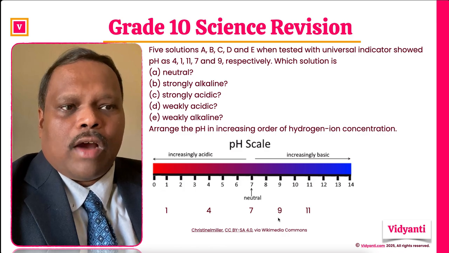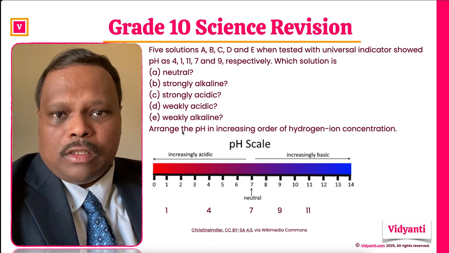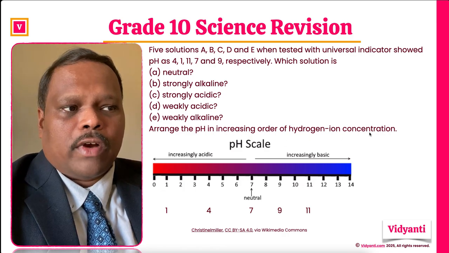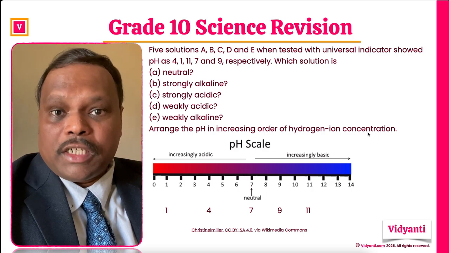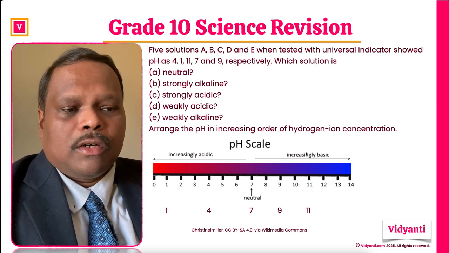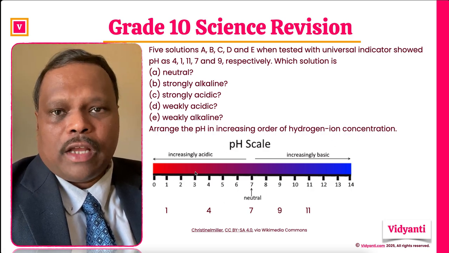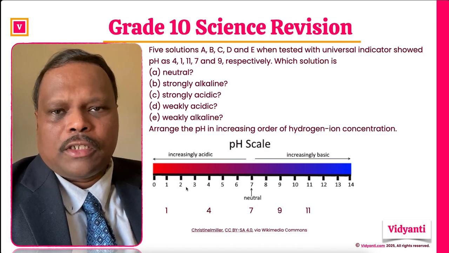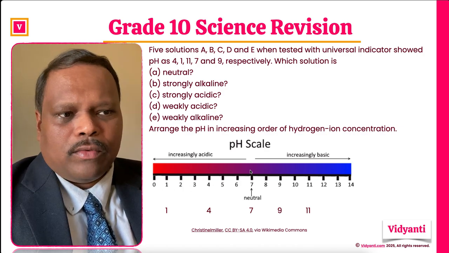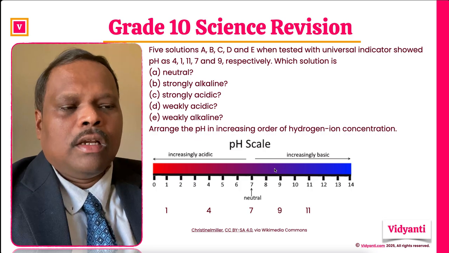So they have asked us to arrange them in the increasing order of hydrogen ion concentration. Now this is a tricky question, because here we have hydrogen ions, and this will have the most hydrogen ions. This will have slightly less. This will have lesser again, and this will have the least.